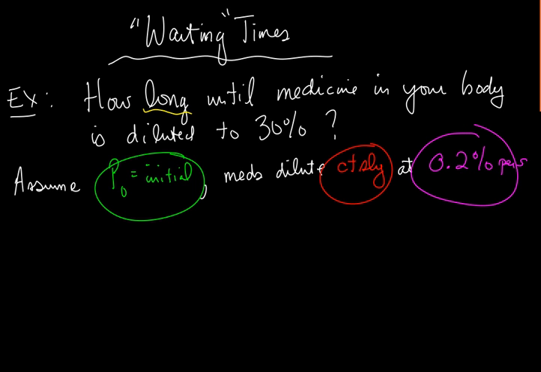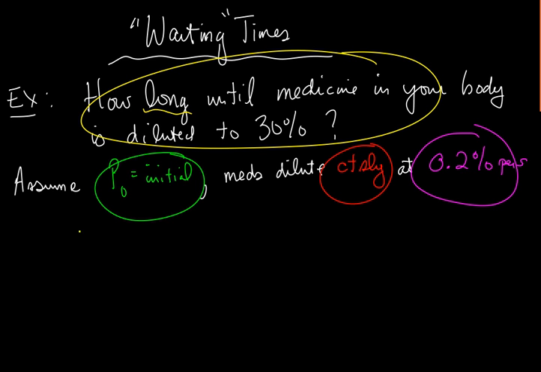So let's bring all this information together and answer the question. How long until the medicine in your body is diluted to 30%? Let's translate that into a math equation. We want to know how long until P of t, the amount of medicine in our body, is 30% of the initial amount. So 30% of the medicine is left in your body. How long do we have to wait? That means solve for t.